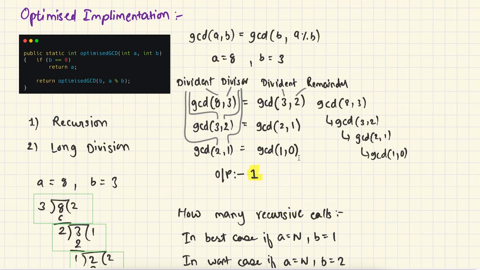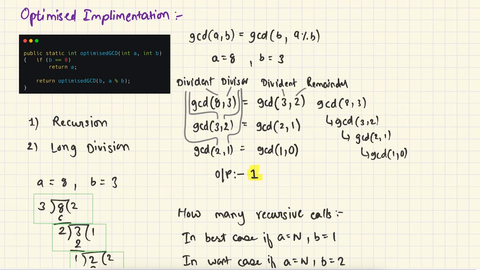And at that point we simply return the value of 1. So in case of 8 and 3, the greatest common divisor of 8 and 3 is 1. So let's see how recursion calls work. We call this function by passing 8 and 3 to it.